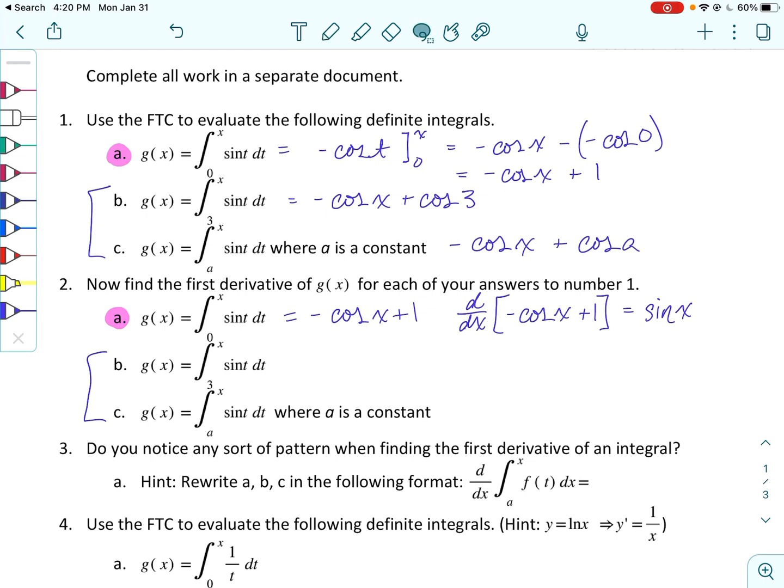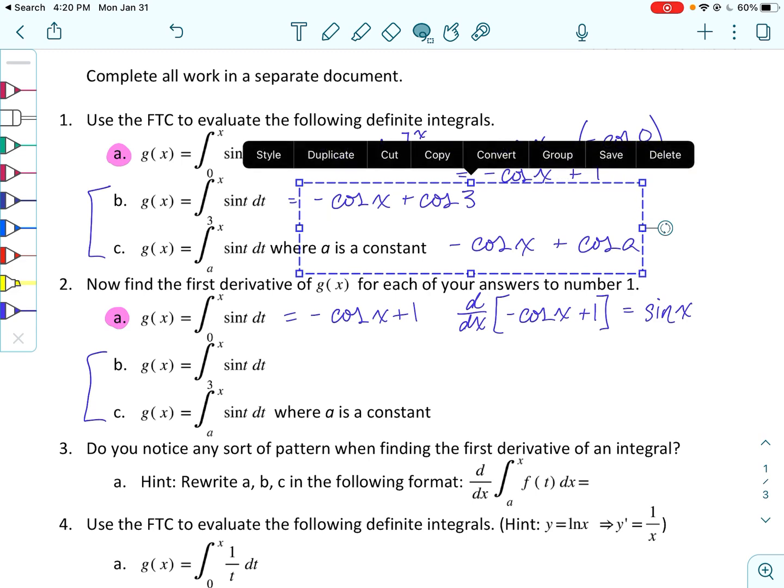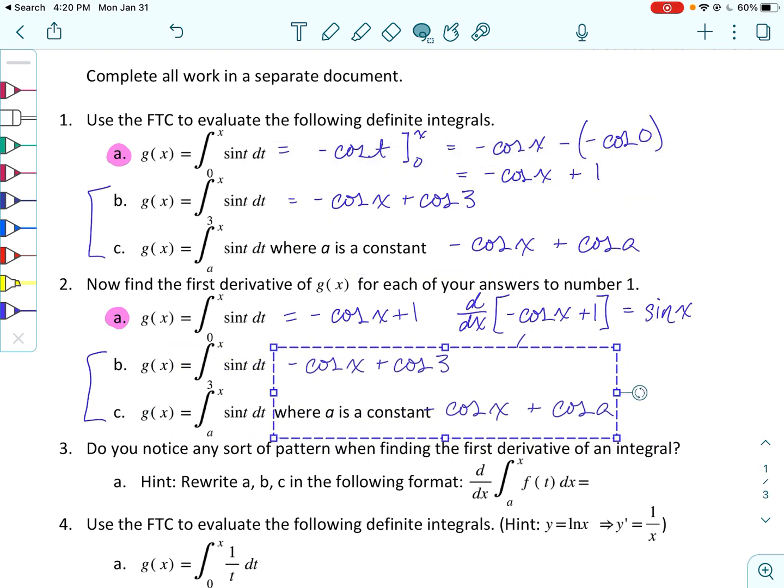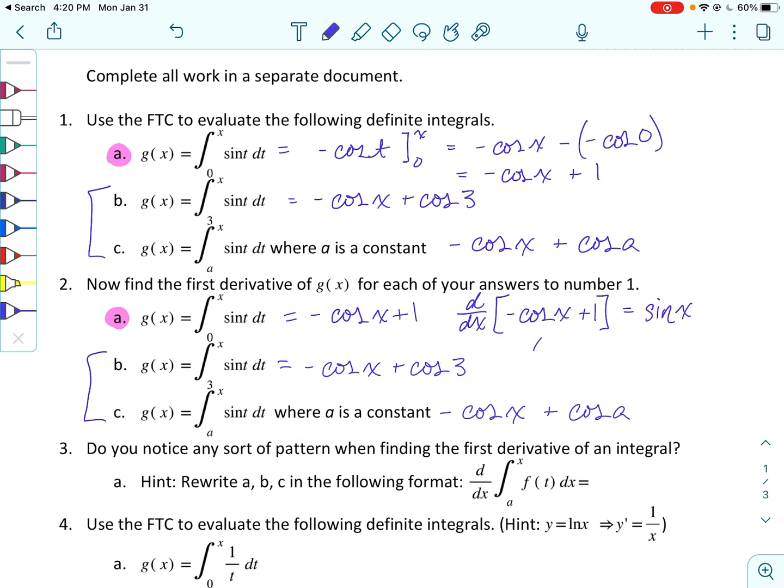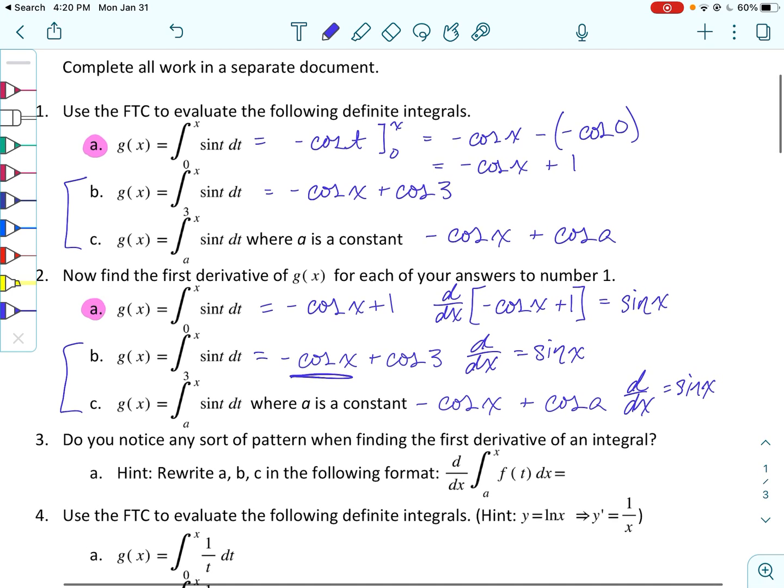And then if we're finding the derivative of each of these down here, then what I want you to think about is that the derivative of negative cos x is sine x, well, positive sine x, right? And cosine of 3 is a constant, and the derivative of a constant is 0. So the derivative is still sine x. And then same thing for C, the derivative of negative cos x is sine x, and the derivative of cosine of A, where A is a constant, cosine of A is a constant, so we get plus 0.